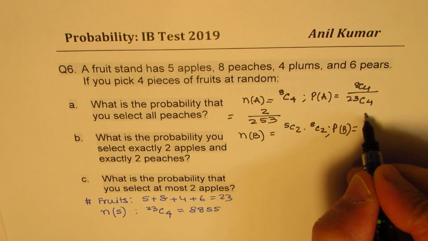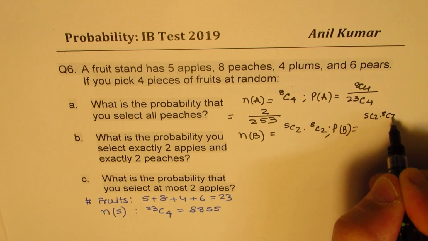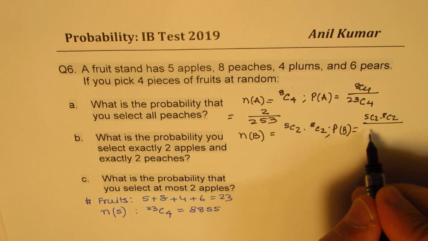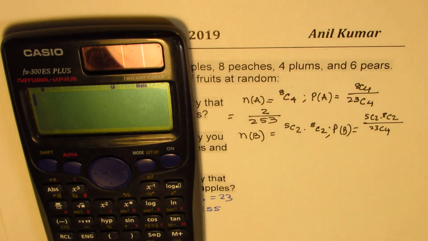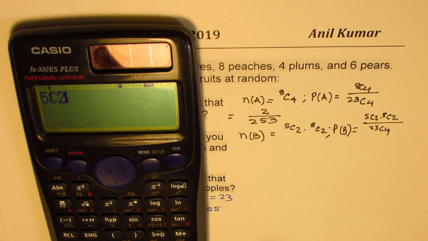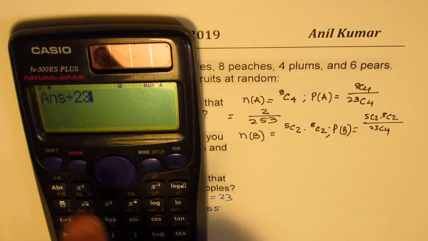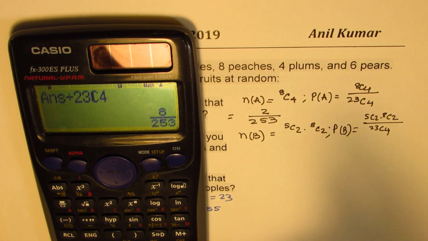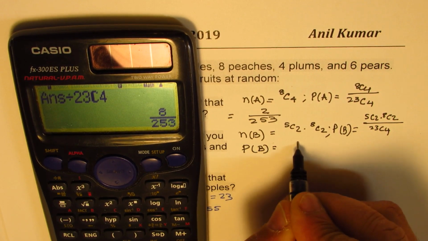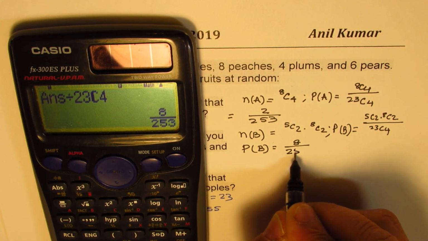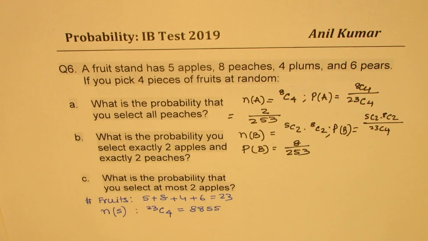Correct? So we can do 5C2 times 8C2 divided by, let me write 23C4, makes more sense, and calculate. So we have 5C2 times 8C2, and we are going to divide this by 23C4, which is 8 over. So the probability of event B is 8 over 253. Okay. Now probability of event C.